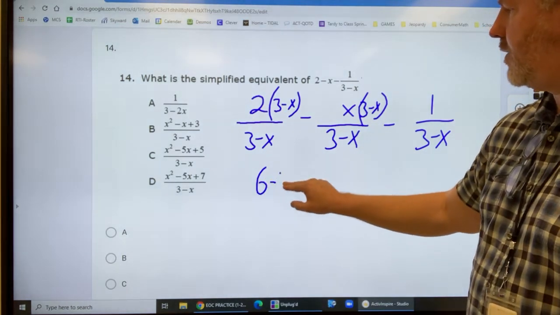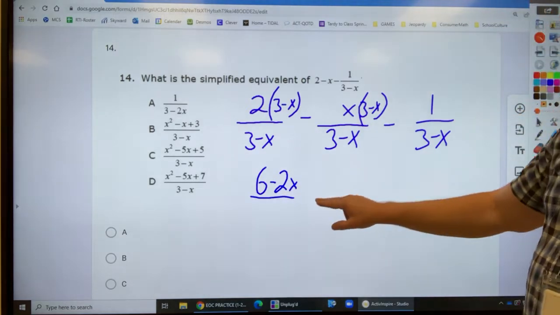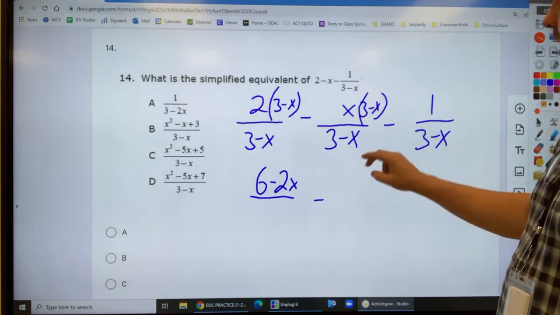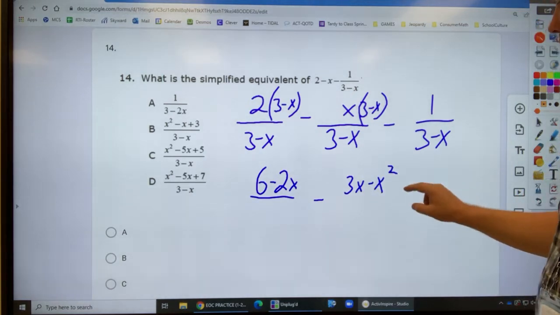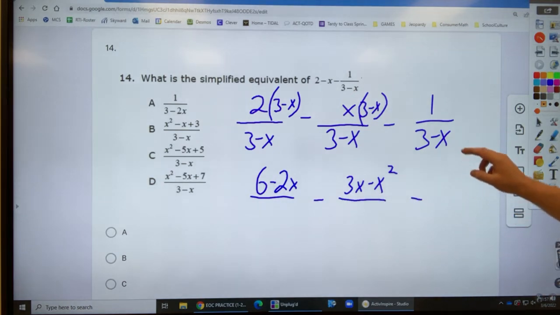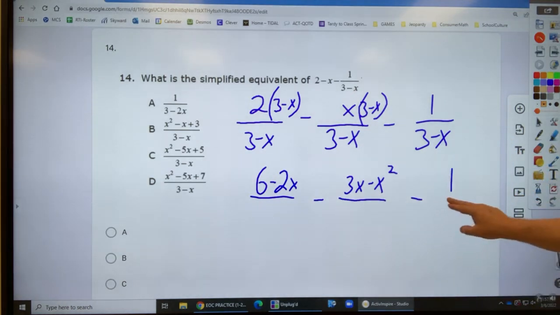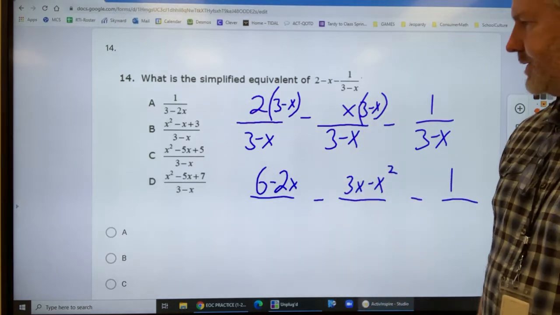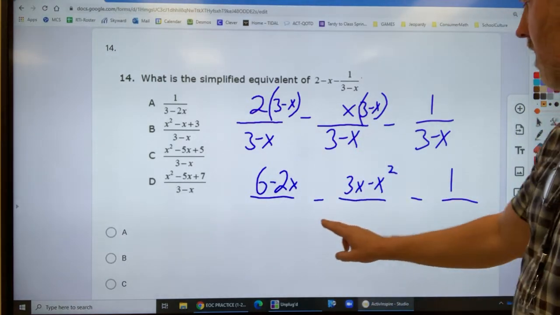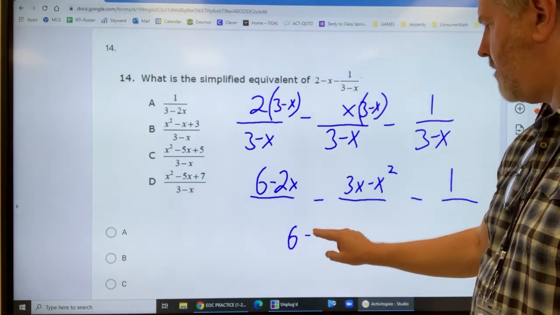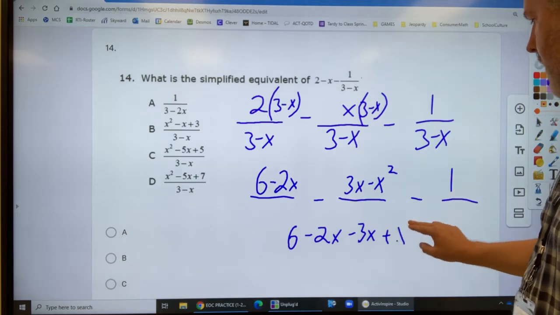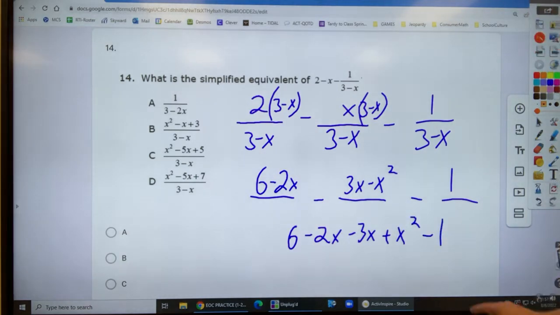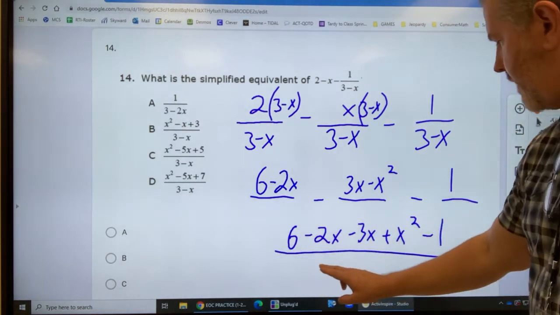6 minus 2x is on top of that one, minus 3x minus x squared minus 1. Okay? I'm not going to write my denominators because I know what it is. Now I just got to subtract all this stuff. So I end up with 6 minus 2x minus 3x plus x squared minus 1. So I'm going to put this stuff in order. I'm still on top of my fraction. I'm not writing my denominator because I know what it is already.